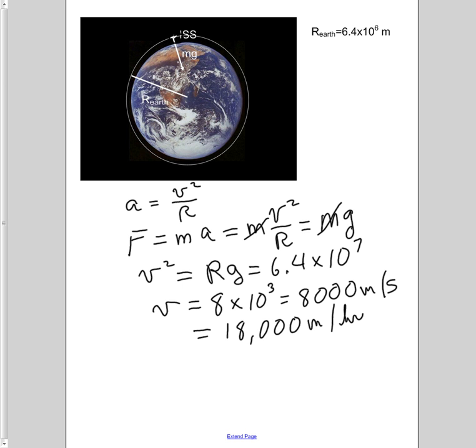Now I'm going to give you a website that you can go to, and you can actually play around with trying to put things into orbit. Okay, I will type the URL here. Okay, exercise for the student. The exercise for the student is, how long does it take the International Space Station to go all the way around the Earth one time?